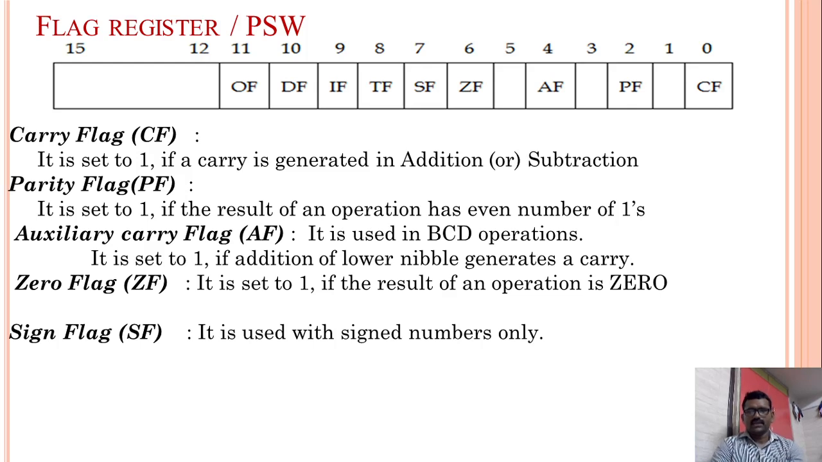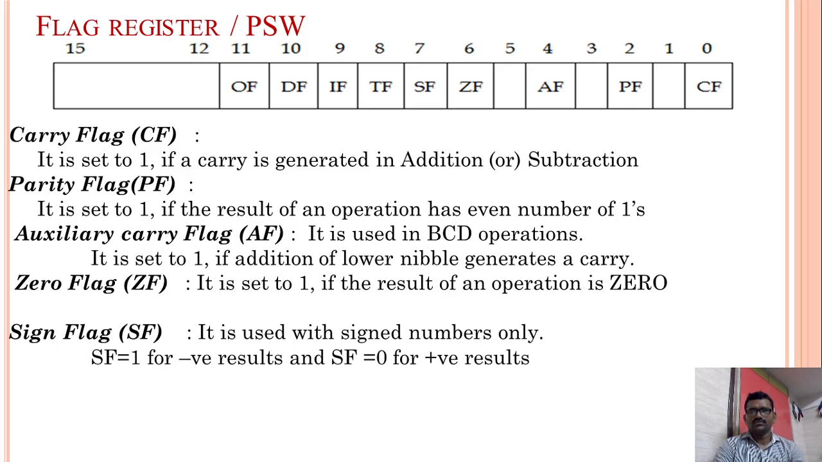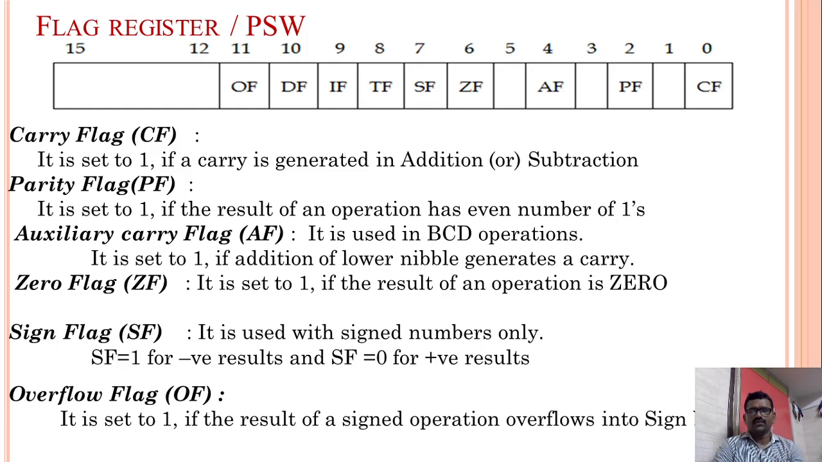Next, sign flag. The sign flag indicates the sign of the number or the result. So sign flag equal to 1 indicates the result is negative, sign flag equal to 0 indicates the result is positive. So the sign flag is a copy of the MSB of the result. Overflow. The overflow flag is set to 1 if the result of a signed operation overflows into the sign bit. Right? These are all the 6 condition flags.